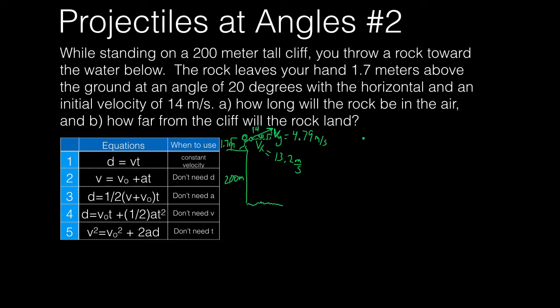Okay. Now we're going to split it up into horizontal and vertical components. Horizontal here. We know that equation number 1 can be used horizontally, which says that displacement is equal to velocity times time. Our velocity is the horizontal velocity, so I'm going to plug that in. Displacement is equal to 13.2 meters per second times the time, which we don't know yet, and we're going to have to figure that one out vertically.